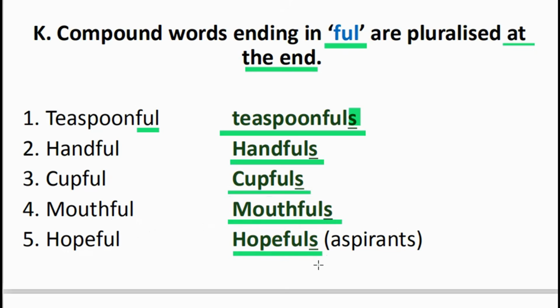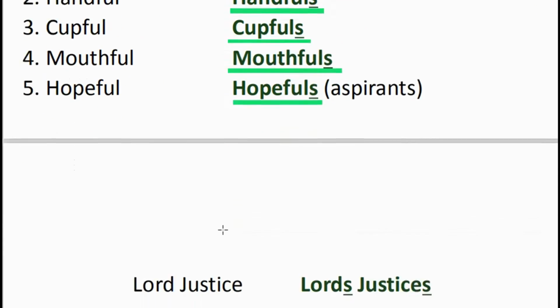In this case, hopeful means aspirant. For example, we can say a presidential hopeful. That means a presidential aspirant. Then the last example here is uncategorized, and that is Lord Justice. It becomes Lords Justices. Both words are pluralized. Lord Justice singular, Lords Justices plural.